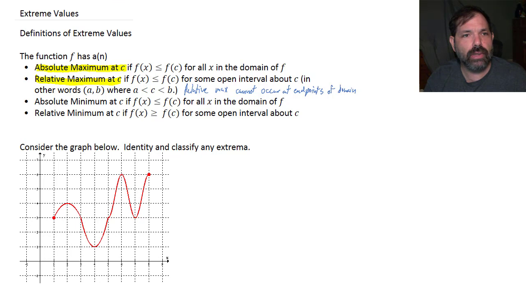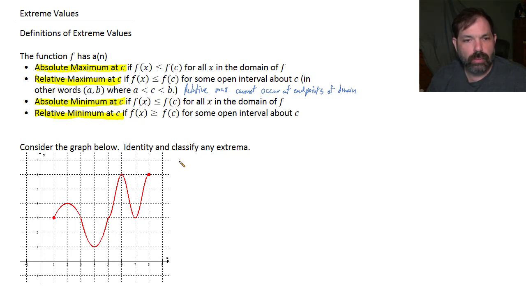And then we have similar definitions for an absolute minimum. That would just be the lowest point on the curve over the entire domain. Or a relative minimum, the lowest point over an interval of the function. And again, relative minimums cannot occur at endpoints. So now, just to make sure we have an understanding of these, let's look at this graph and try to figure out where there are any extreme values and what types of extremes.